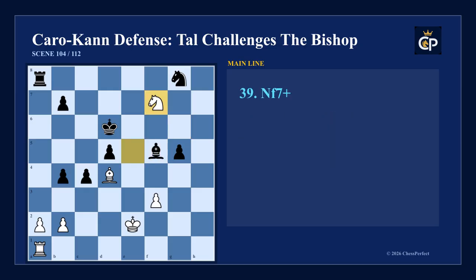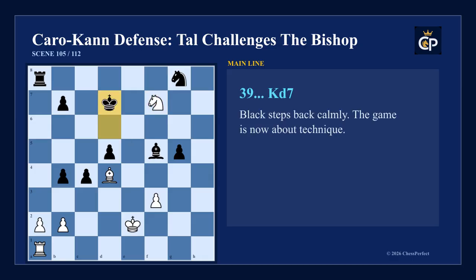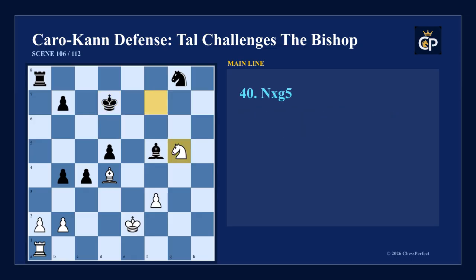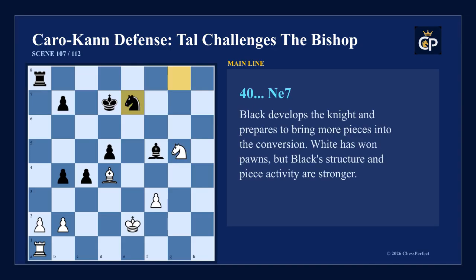Knight f7, check. King d7. Black steps back calmly. The game is now about technique. Knight takes g5. Knight e7. Black develops the knight and prepares to bring more pieces into the conversion. White has won pawns, but Black's structure and piece activity are stronger.